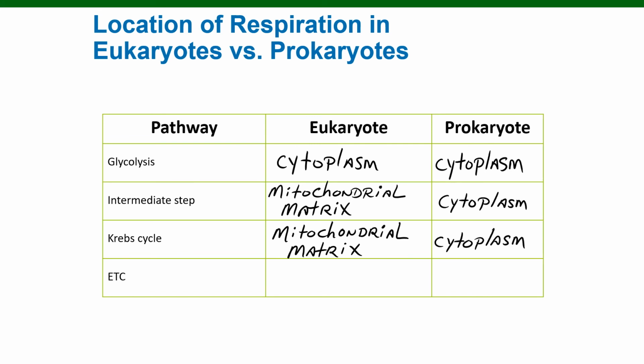For the last step of respiration, the electron transport chain is occurring where it's housed in the inner mitochondrial membrane for eukaryotes.